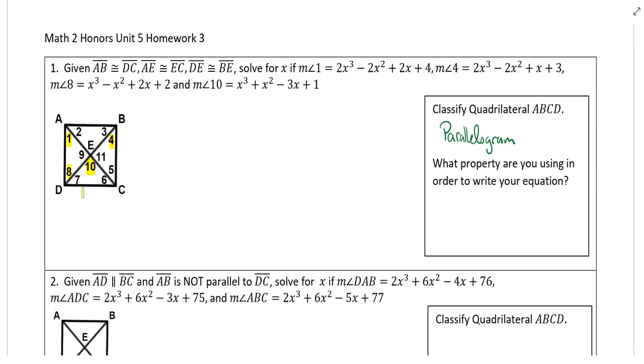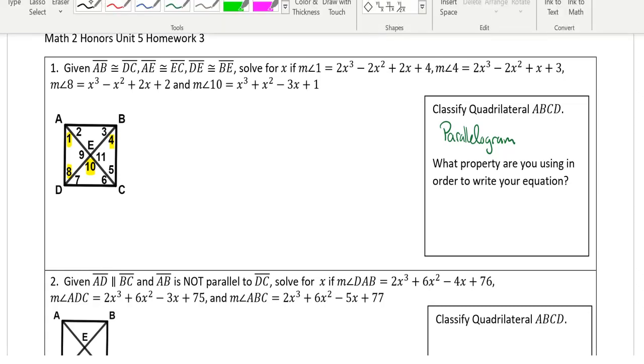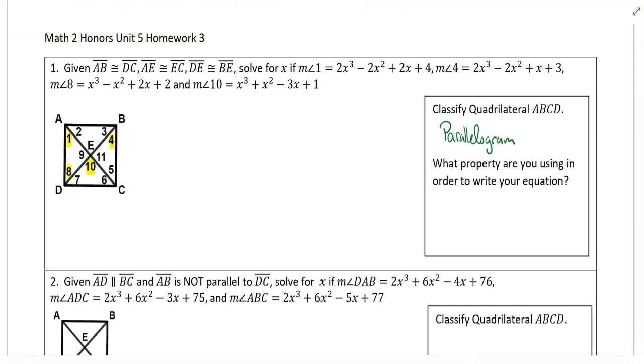And we're trying to figure out, is there a relationship or a connection between all 4, or maybe just 2 of them? We just want to come up with some kind of equation. So here's what I'm saying. If it's a parallelogram, that means that AD is going to be parallel to BC, and then angle 8 and angle 4 are going to be alternate interior angles, and they're going to be congruent to each other.